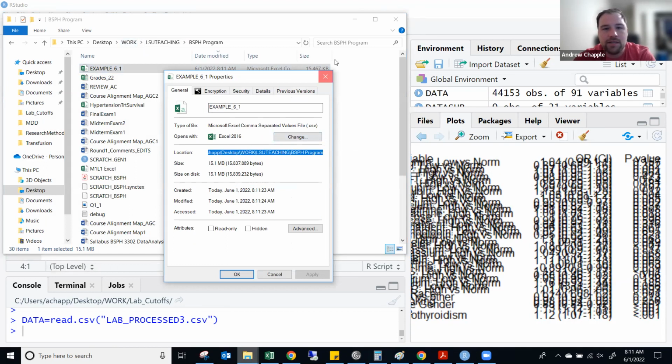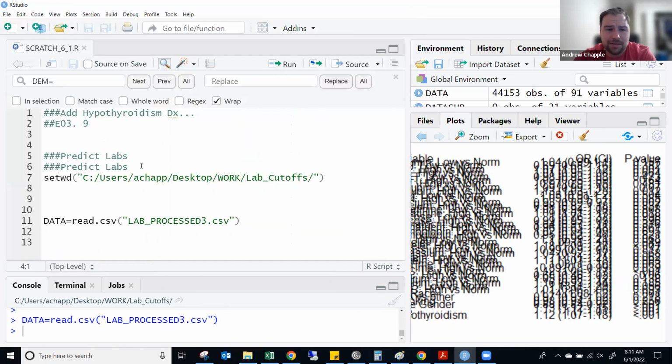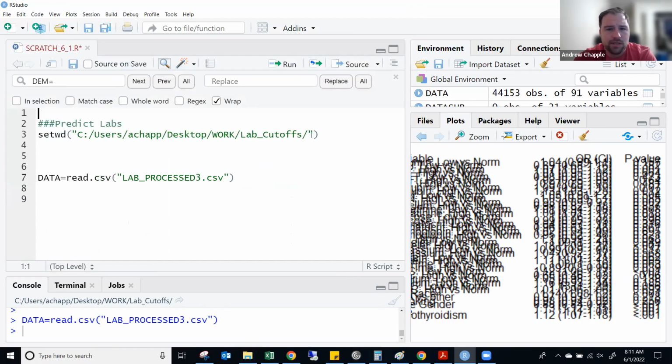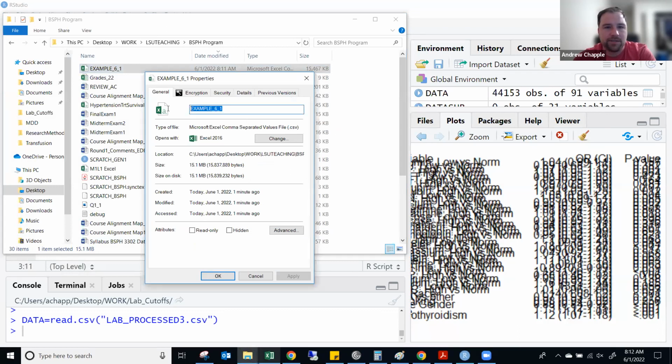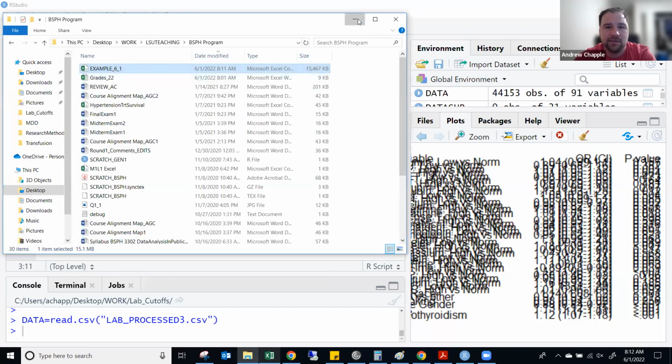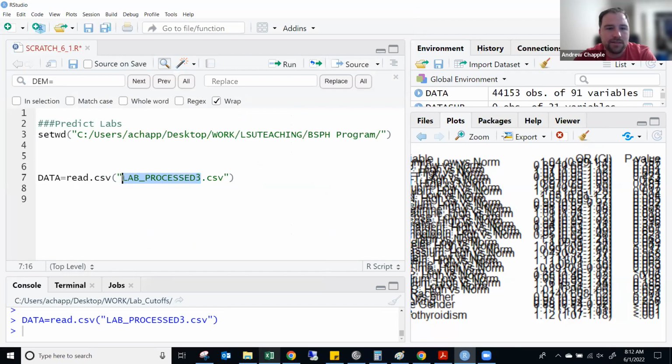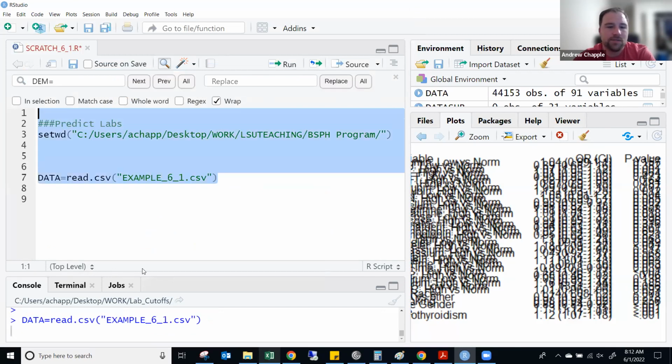Again, the first thing to do anytime you get a new data set is just read in the data set. So this is my file here, BSPH program, LSU teaching. The first thing I'm going to do is read it in, and the name of the file is example 6.1. So I might copy paste the actual title up here, and it is a .csv file. So example 6.1, and this is going to read in the data. That's the first thing I always do. So I can look at this data now that I have it read in.